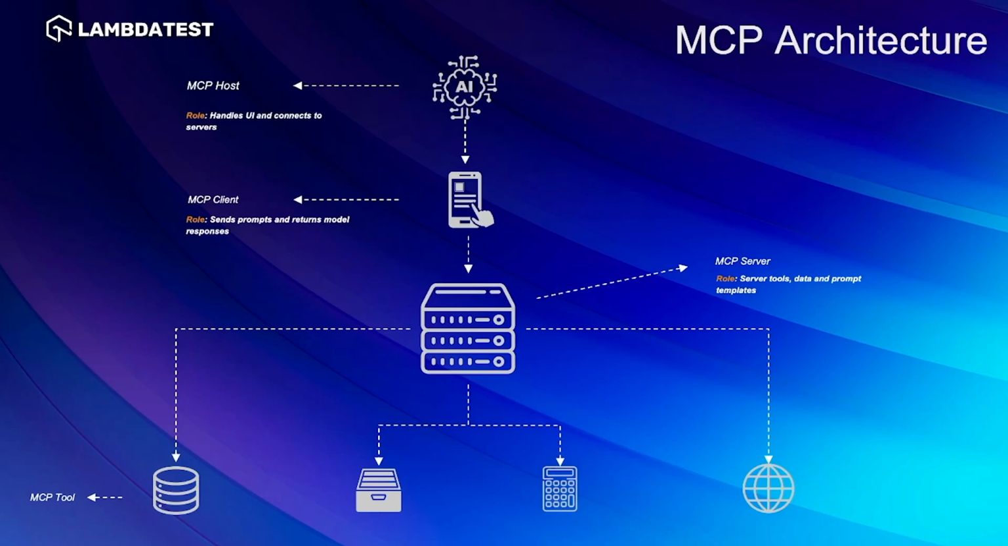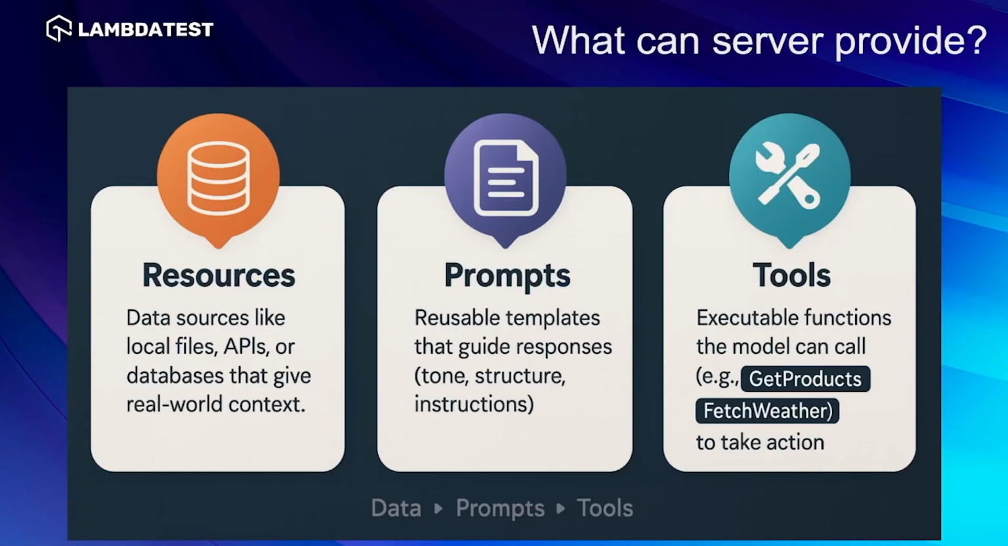We also discussed in the MCP server, if you see the server tools, data, and prompt templates, these are the three primitives that help your AI agent to get the context and more resources to come up with answers. So the server advertises three primitives to the MCP client. One is the resources, where the data sources like local files, APIs, or databases, anything in the real world that helps the agent to get more real world context to provide you with better answers.